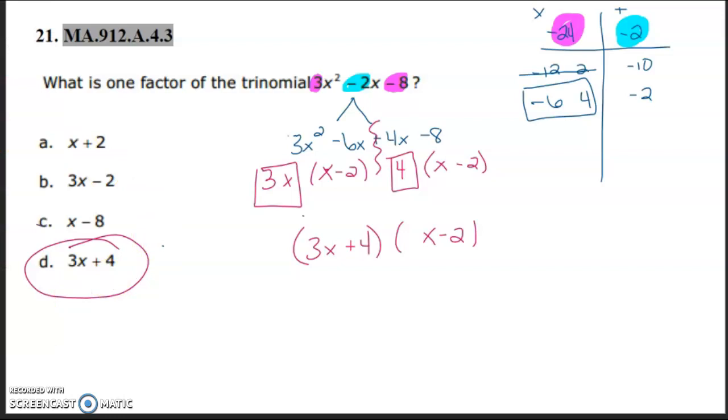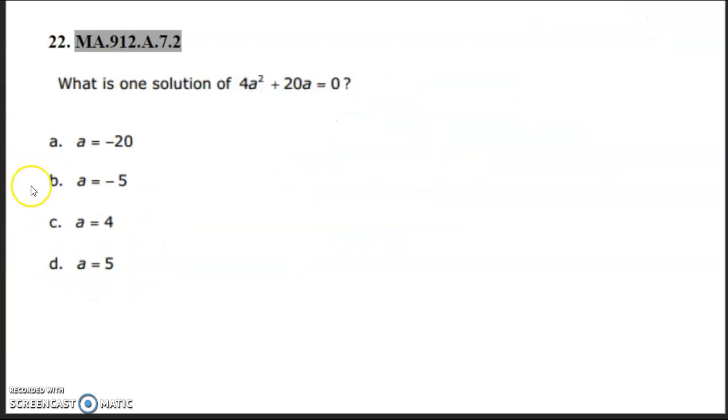And the last one for this video is number 23. In this case, it wants one solution for this situation. So our first step here is we want to take out a GCF because there is a GCF in here, and it's 4a. If we take out 4a, 4 divided by 4 is 1, and then we have a squared divided by a, which is just a, plus 5, because 20 divided by 4 is 5, and the a's, a divided by a, are gone.